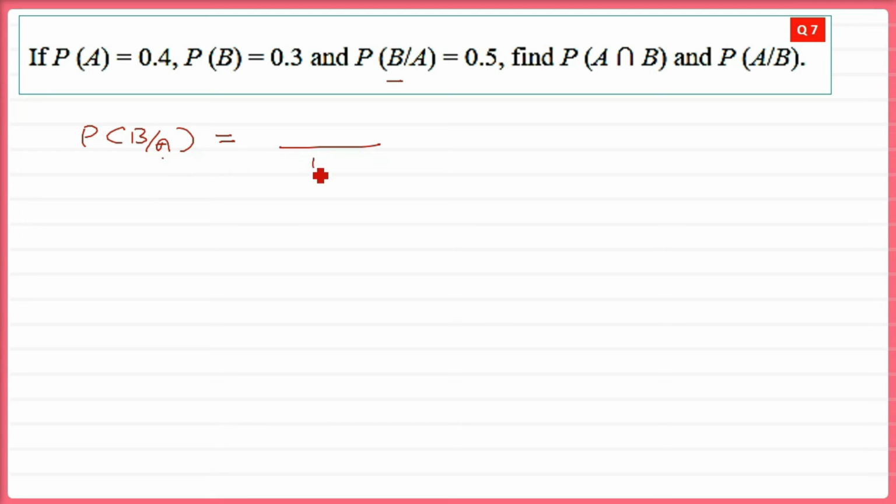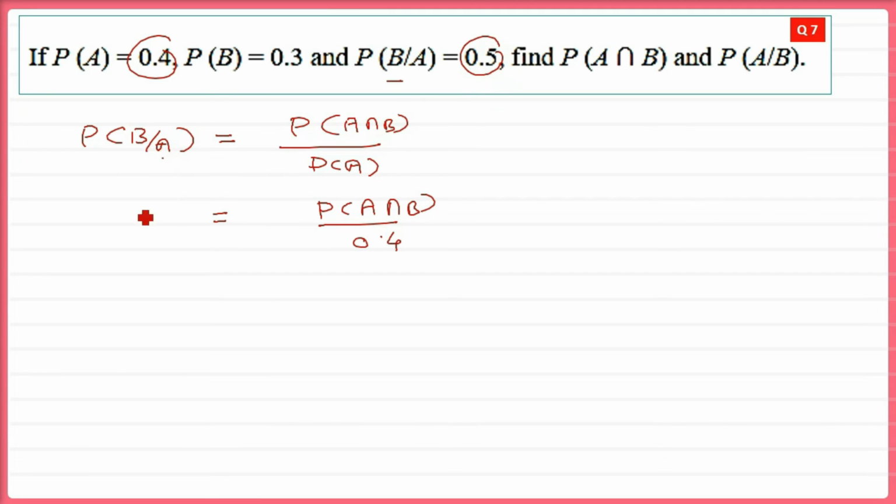This will be, A comes in the denominator, P(A) in the denominator, and the numerator will be P(A intersection B) or P(B intersection A). It remains the same, so we'll always write P(A intersection B) in the numerator. P(A intersection B) is what we need to find out here. P(A) is already known to us, that is 0.4, and P(B|A) is also given in the question, which is 0.5. So let's write it here.